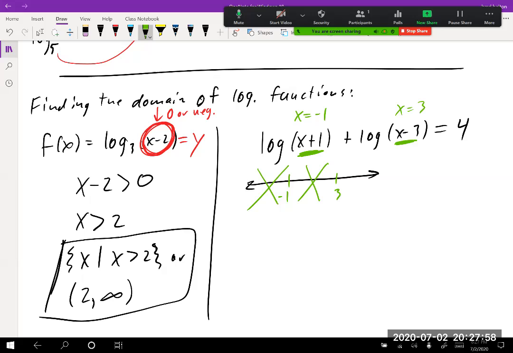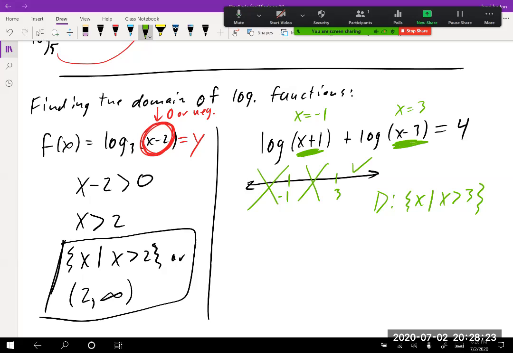So now let's pick a number to the right of 3. So let's say 4, okay? So if I plug 4 into here, we're good. If I plug 4 into here, we're good. So this checks out. So then my domain is x such that x is greater than 3. So as long as I get answers that are bigger than 3, I'm going to be all right, okay?